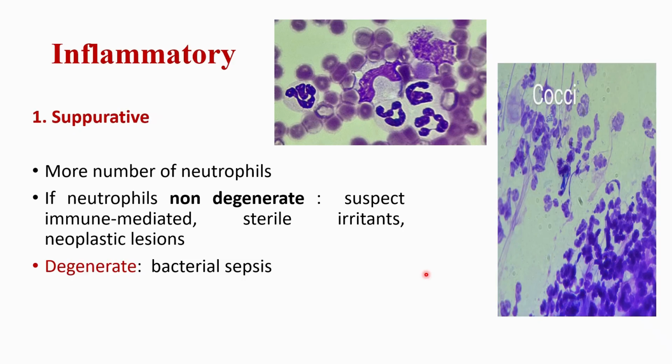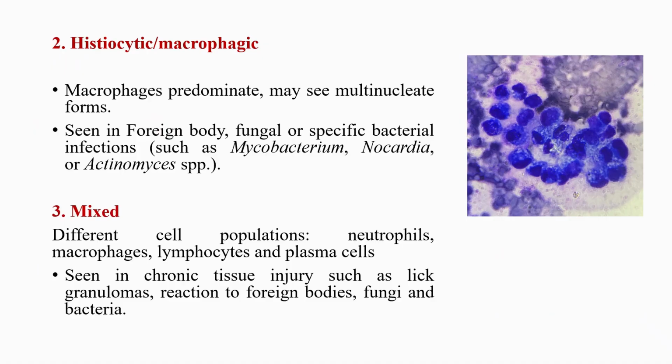clinical interpretation on cytology. The second type is histiocytic or macrophagic inflammation. Here the macrophages are the predominant cells and multinucleate forms may also be present. This pattern is commonly seen in response to foreign bodies or fungal infections or specific bacterial infections like Mycobacterium, Nocardia or Actinomyces species. And the third type is mixed inflammation, where we can see different cell populations.